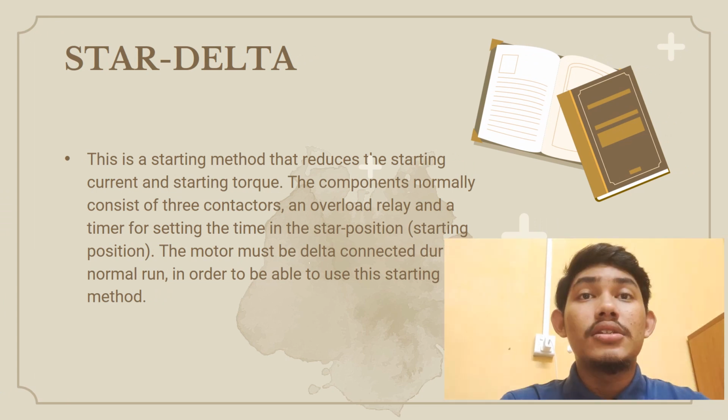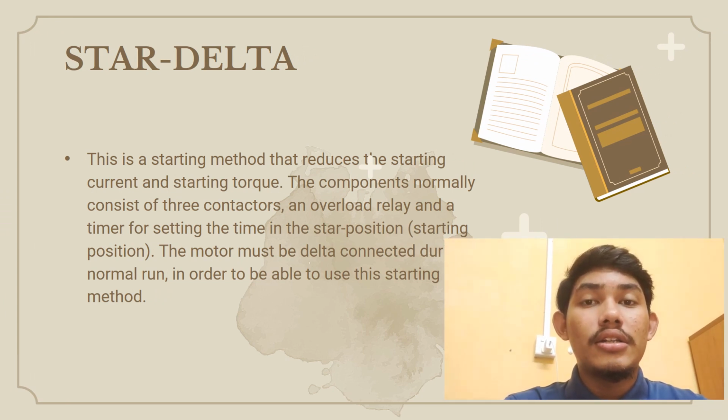This is a starting method that reduces the starting current and starting torque. The components normally consist of 3 contactors, an overload relay and a timer for setting the time in the start position. The motor must be delta connected during a normal run in order to be able to use this starting method. The starting current is about 30% of the starting current during direct online start, and the starting torque is reduced to about 25% of the torque available at a DOL starter.